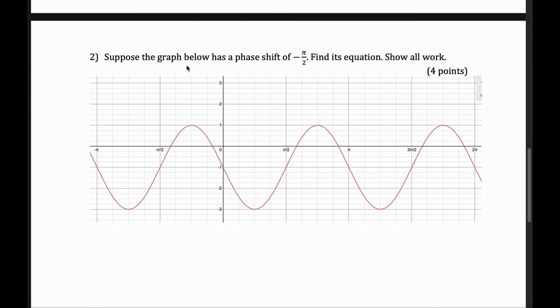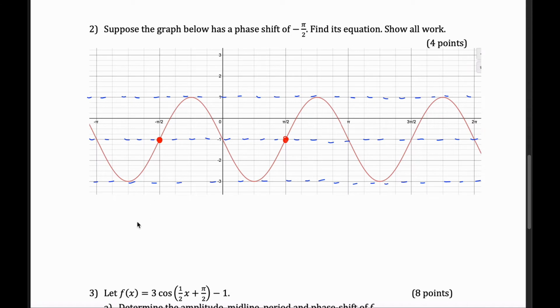What I'm told is that the graph below has a phase shift of negative pi over 2. So you can think of one revolution as starting right here, and then I do one full revolution and end right here. The way I'd attack this is adding some horizontal lines for the maximum and the minimum height this graph ever achieves, and then another one representing the midline here. Because once you have these 3 dotted lines, it makes it a lot easier to figure stuff out.